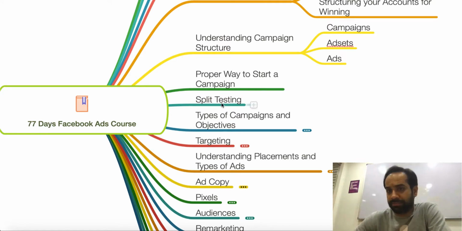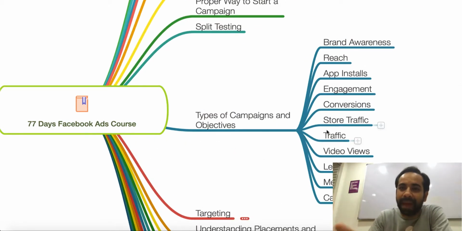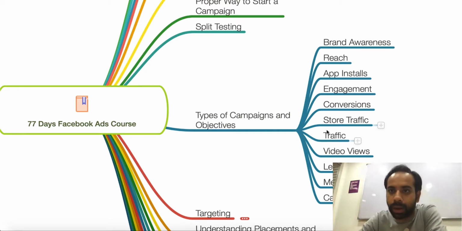Then we're going to talk about a lot of split testing. We're going to talk about types of campaigns and objectives: brand awareness, reach, app installs, engagement, conversions, store traffic, video views, lead gen, messages, catalog sales. Dynamic catalog remarketing would be covered because of catalogs, right?